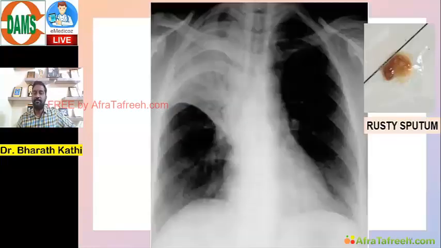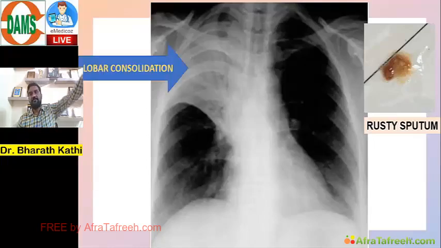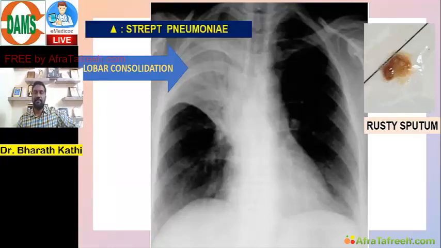Then a patient with red rusty sputum is having pneumonia, and this was the chest X-ray. The chest X-ray is suggestive of lobar consolidation. So for lobar consolidation, what can be the organism? It is most commonly streptococcal pneumonia.